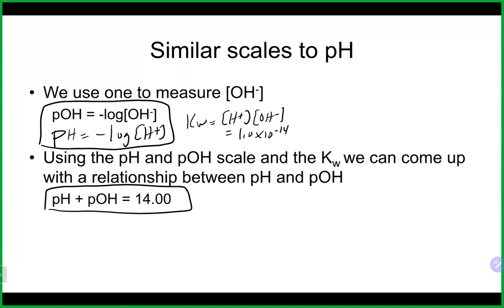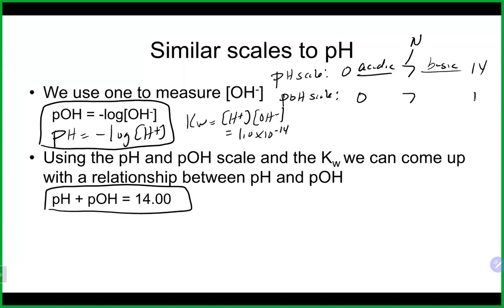By the way, the pOH scale does run opposite of the pH scale. So the pH scale: 0, 7, 14, again, acidic, neutral, and basic. The pOH scale also runs 0, 7, 14, but it is opposite. So this is basic, this is neutral, and this is acidic. If you have a low pH, you will have a high pOH and vice versa.